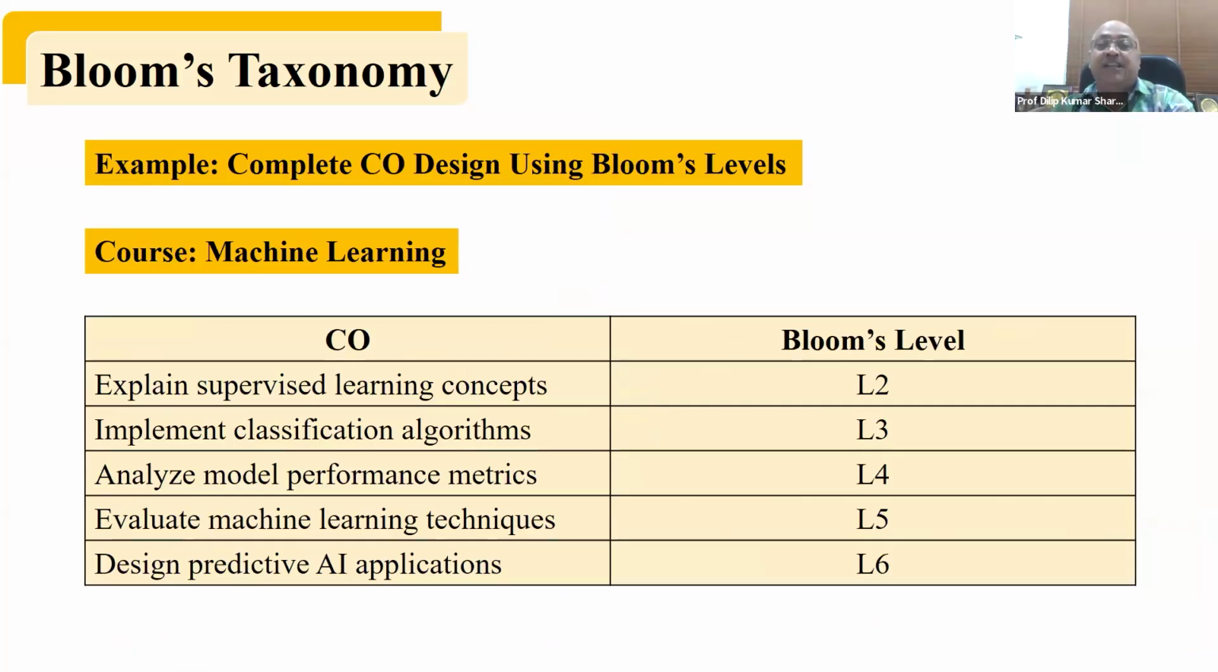Suppose machine learning is going to have these course outcomes, and this outcome belongs to level 2. This one, implement or apply, belongs to level 3, analyze belongs to level 4, evaluate machine learning techniques is L5, and design predictive AI application is like L6.